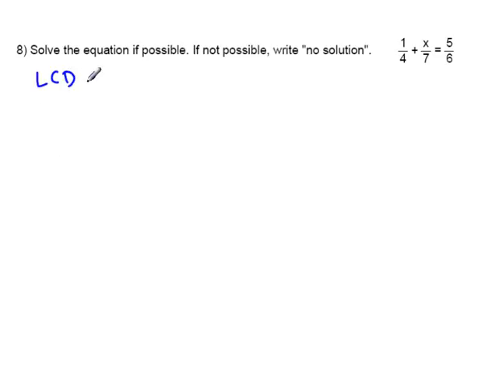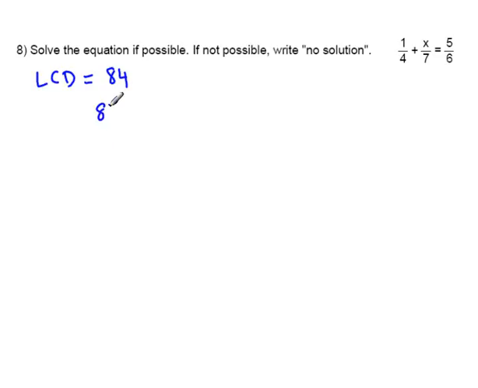The lowest common denominator in this case happens to be 84. That's the number that all three of these numbers, 4, 7, and 6, divide evenly into. If you have trouble finding the lowest common denominator when you're trying to clear fractions in an equation, just multiply all three of the denominators together. It won't be your lowest common denominator, but it will be a common denominator that can be used to eliminate the fractions. You'll still get the same answer. So don't worry too much about it being the lowest common denominator here.